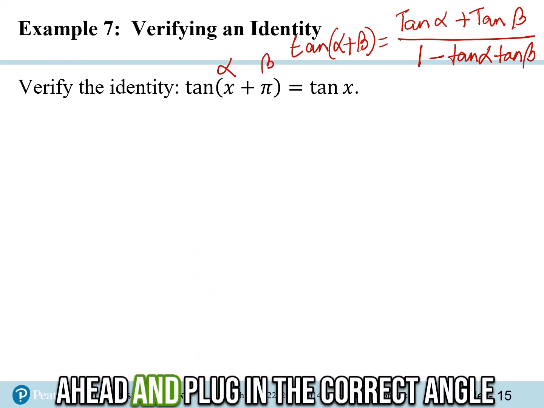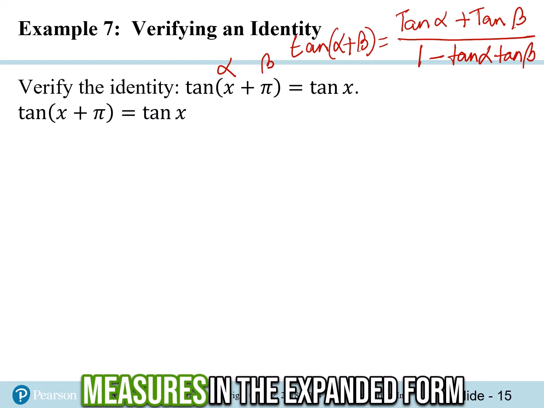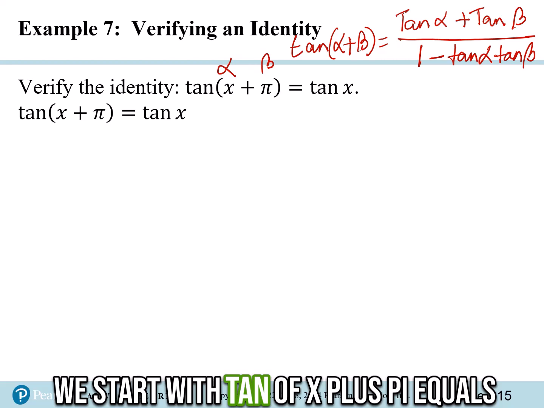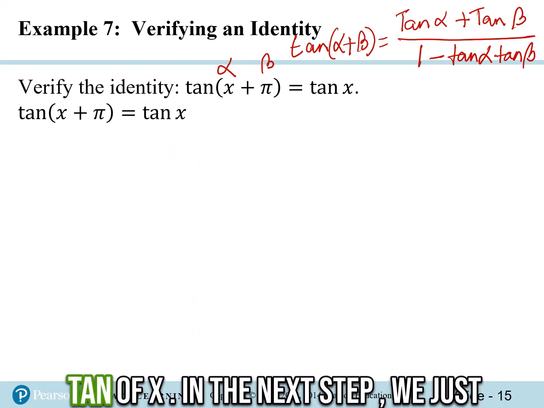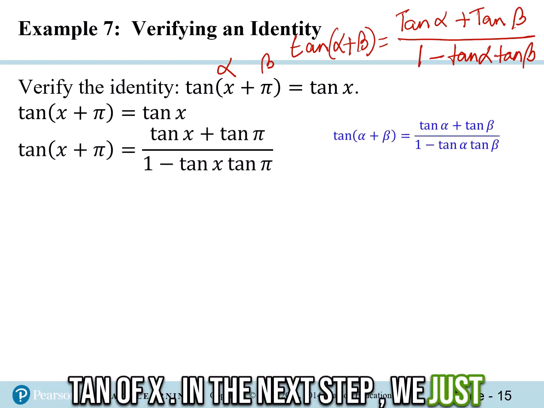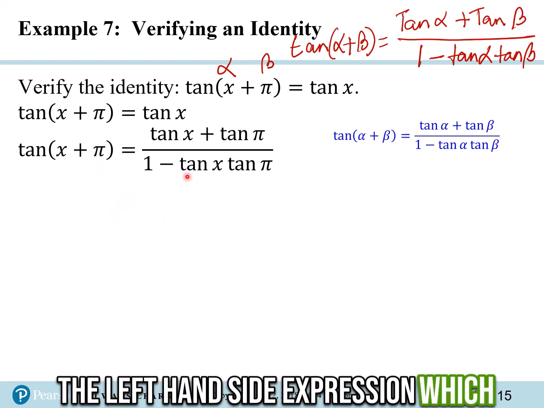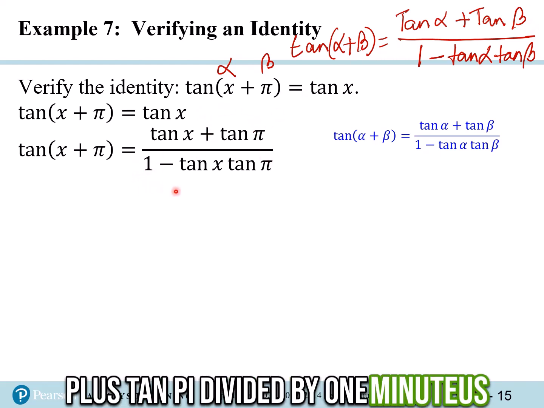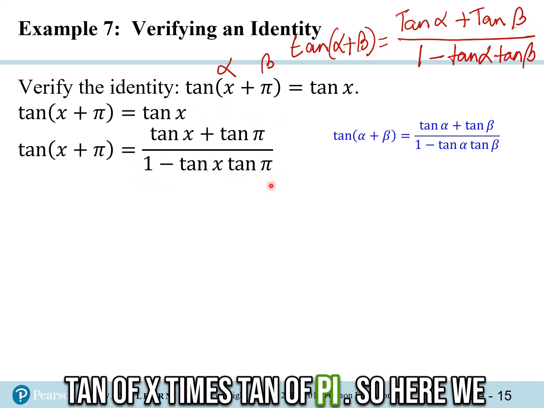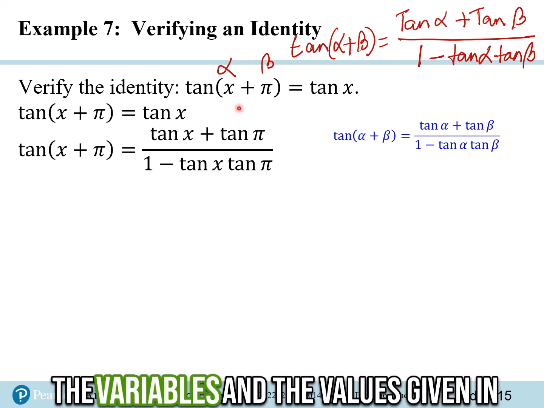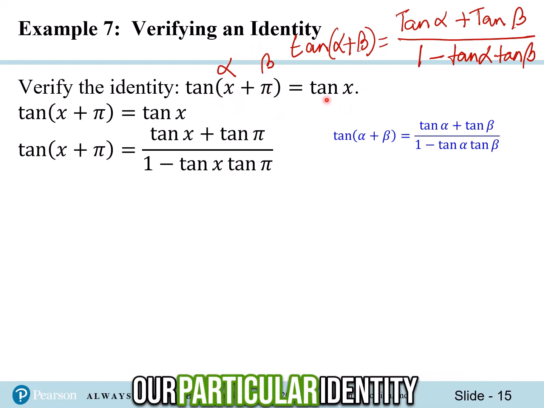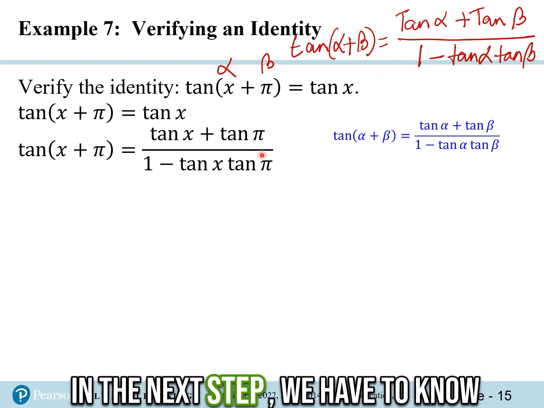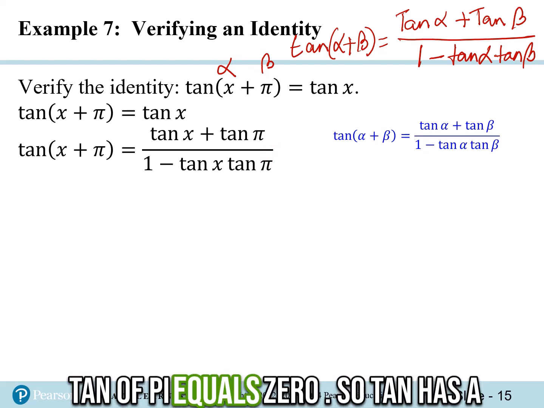So we're going to go ahead and plug in the correct angle measures in the expanded form given by this formula. Correct? So we start with tan of x plus pi equals tan of x. In the next step, we just work with the left-hand side expression, which is tan of x plus pi equals tan of x plus tan pi divided by 1 minus tan of x times tan of pi. So here we have plugged in the variables and the values given in our particular identity to replace alpha and beta. And then in the next step, we have to know tan of pi equals 0.